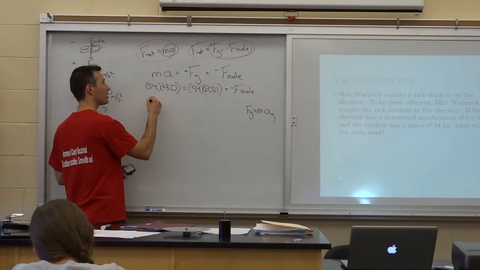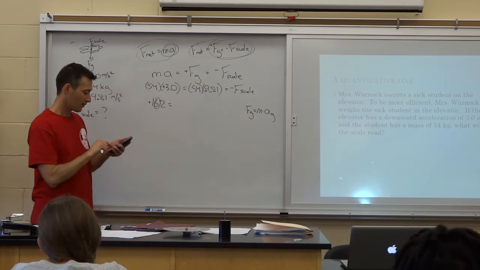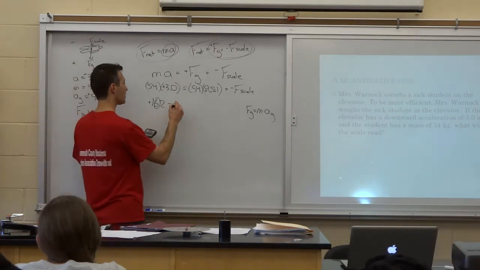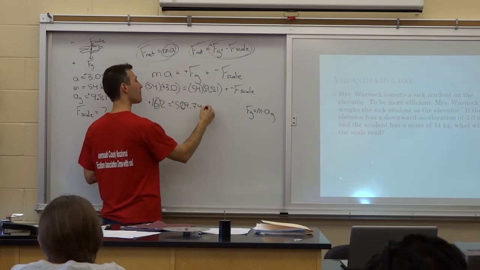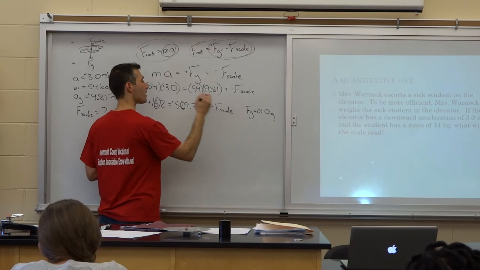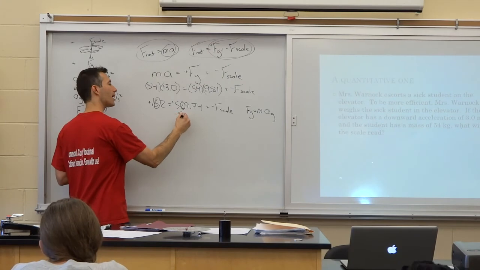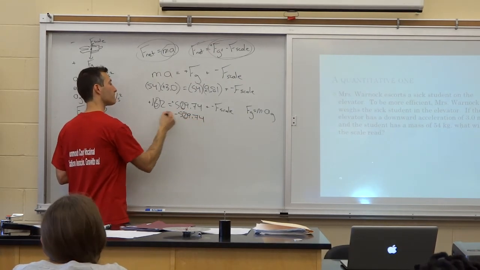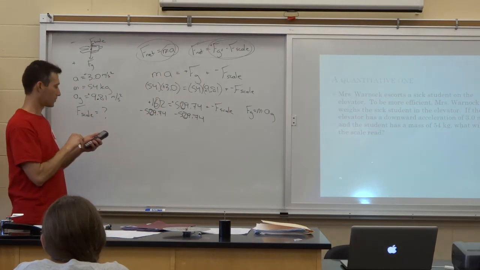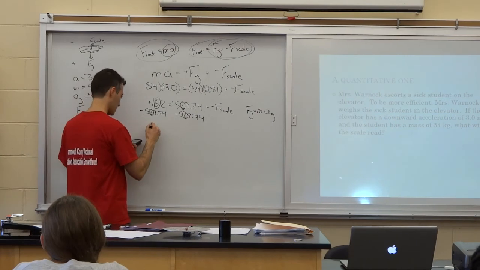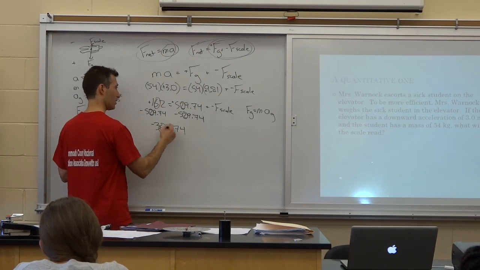So for 54 times 3, I get a positive 162. That should have two significant digits. 54 times 9.81 is 529.74, that should have two significant digits, and that's positive. My next step should be to subtract 529.74 from both sides. So I'm getting negative 367.74 when I do that.